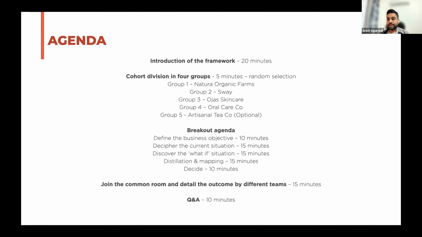Once all of this is done, we'd again come back together in the common room, and we would distill all the thoughts that we have come up with, and map them on a scale which would help you understand which influencer marketing campaigns you should be going ahead with immediately, which ones you should be parking for now, and which ones are just not good enough to be thought about at all. So that's the combined agenda for the breakout room.